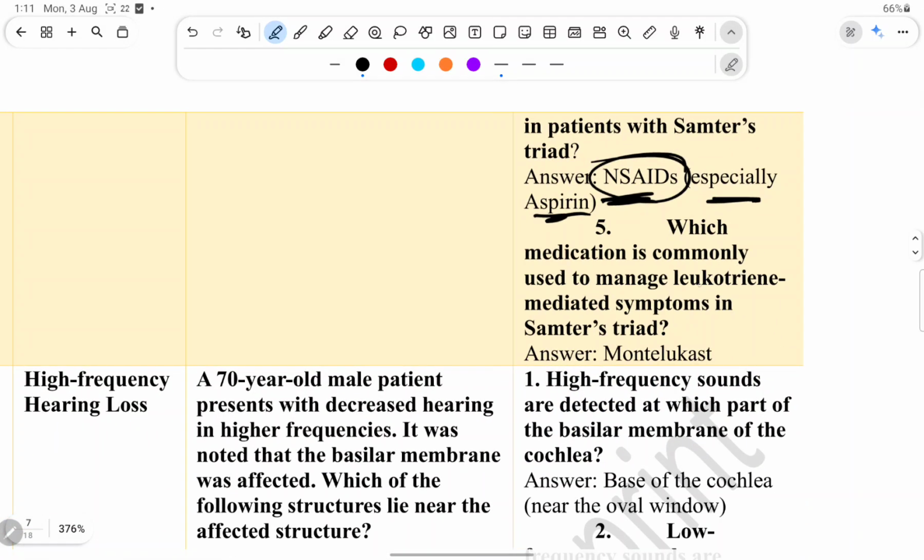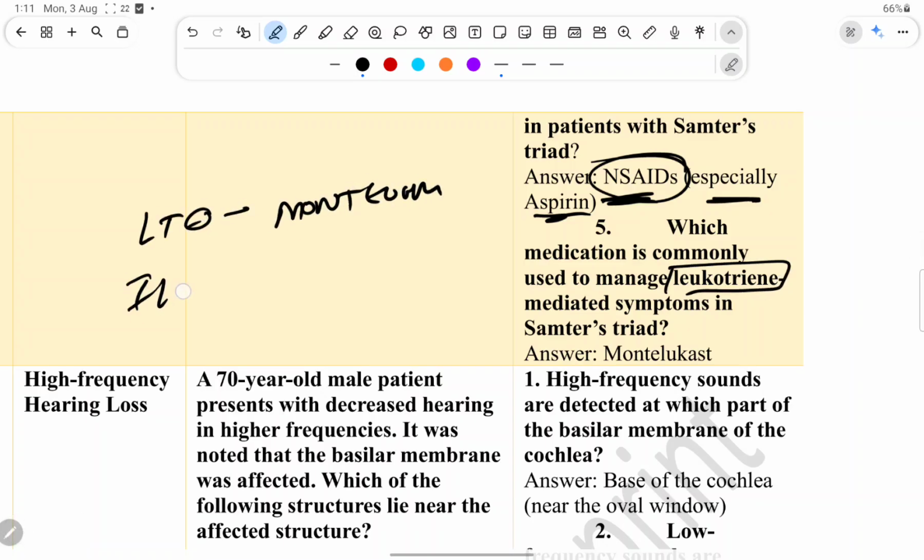Which medication is commonly used to manage leukotrienes? Leukotriene inhibitor is montelukast. Interleukin inhibitor is omalizumab.